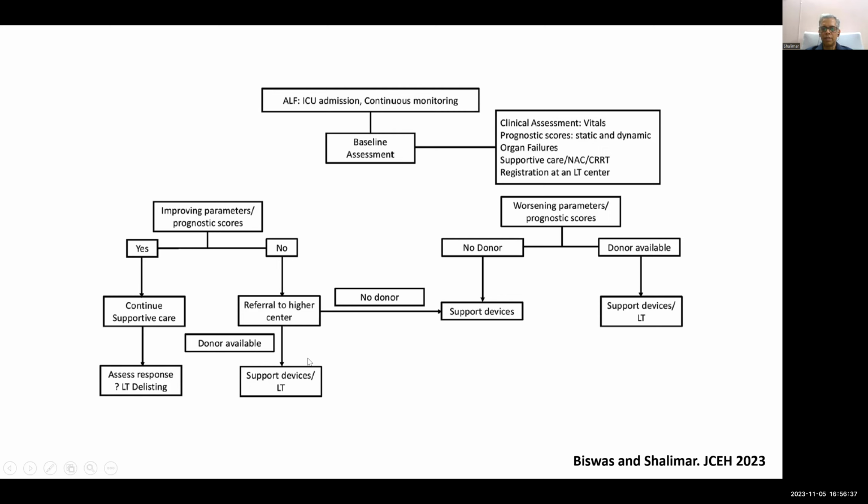And a call can then be taken on whether you want to bridge them with support devices or consider them directly for transplantation. If they have worsening prognosis or prognostic markers and donors are available, consider transplant. If no donors are available, then you have no other option but to consider support devices, take care of their raised ICP, take care of their infection, manage their electrolytes, prevent hypoglycemia, and support them and see how they fare. So now with this, I'd like to conclude the talk over here.